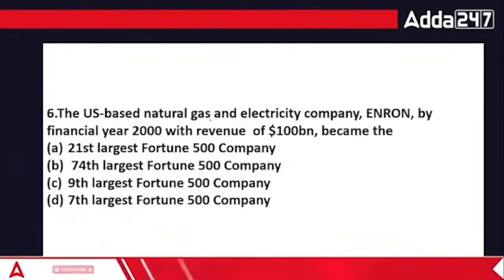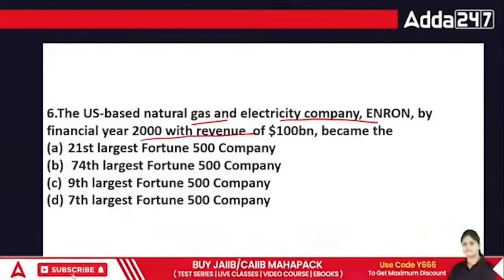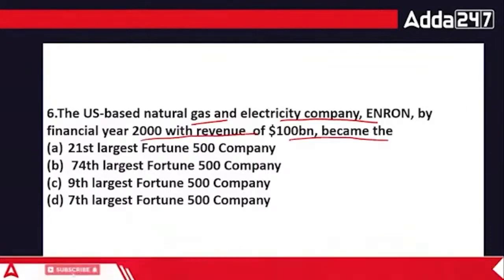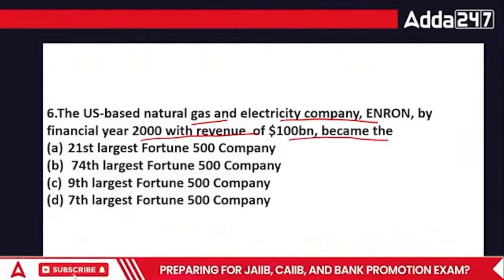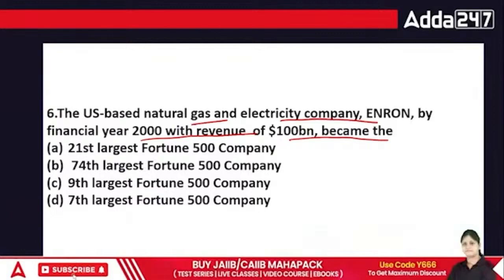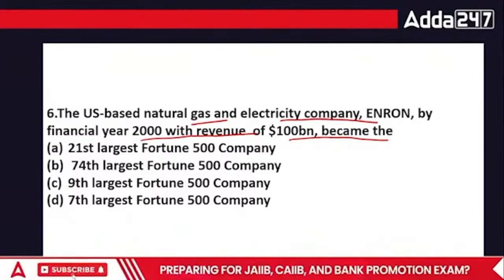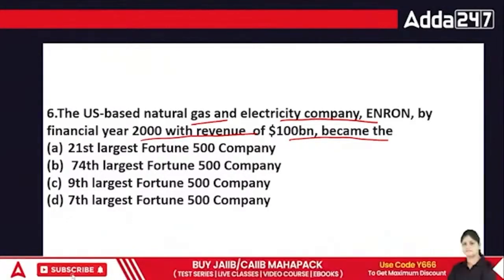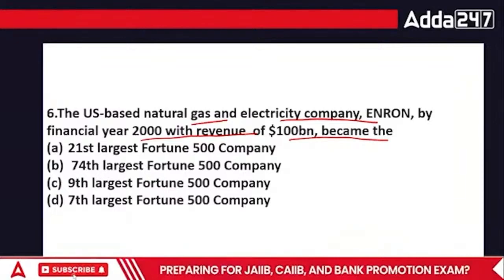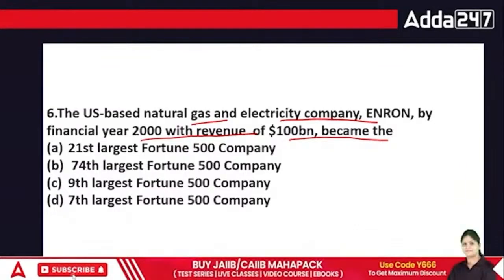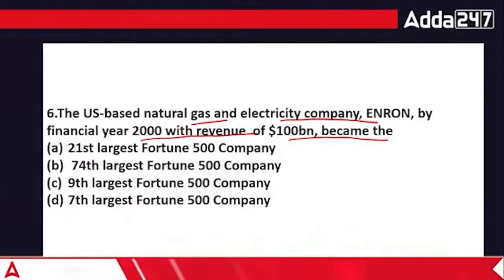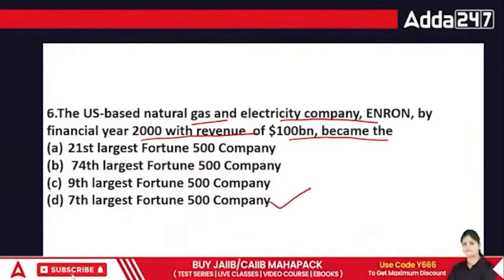The US-based natural gas and electricity company Enron, by the financial year 2000 with revenue of $100 billion, became the 21st largest Fortune 500 company, 74th largest, 9th largest, or 7th largest Fortune 500 company. Tell me which one is the correct one? See, here the correct answer is D. It became the 7th largest company.